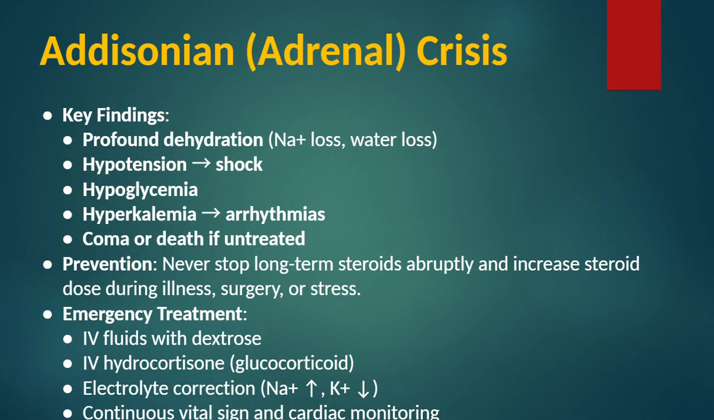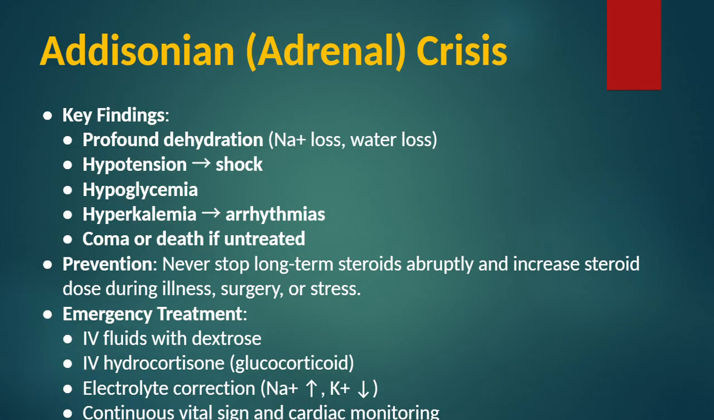First, profound dehydration occurs because the body loses sodium and water while retaining potassium. This is due to a lack of aldosterone, a hormone that normally helps conserve sodium and water in the kidneys. As dehydration worsens, blood volume drops, leading to severe hypotension, a dangerously low blood pressure that can progress to shock if not treated quickly. Because cortisol is essential for maintaining blood glucose, its absence causes hypoglycemia.